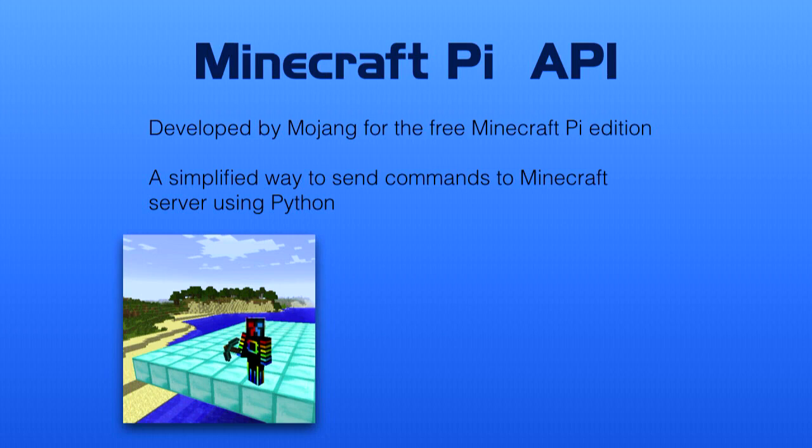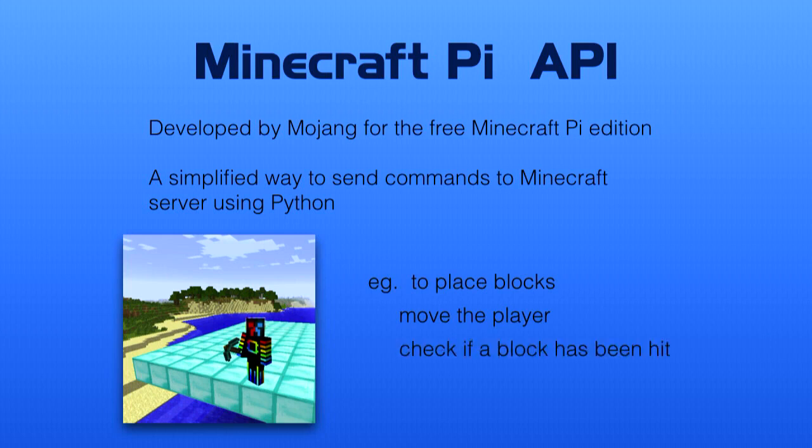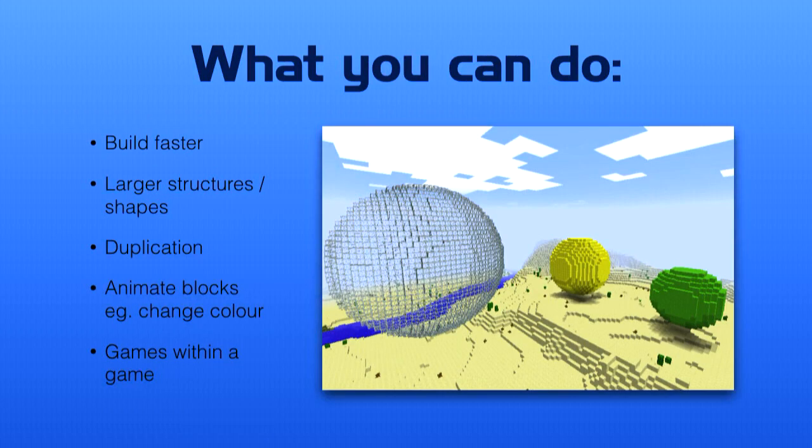Okay, so some examples. To place blocks in the game, to move the player around, and to check whether or not a block has been hit, and that's useful if you want to make some games. So what else can you do with it? Normally in the game, for anyone who doesn't know, you're running around and placing blocks with your hands to make stuff, so it's a bit like virtual Lego. With Python, you can build things with code that would take ages to complete if you were just simply placing every single block with your hands.